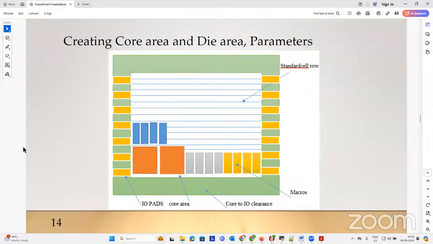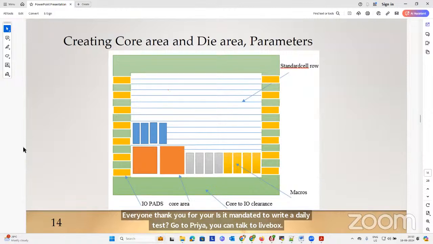Clear, sir. Tarak, thank you. Everyone, thank you. Is it mandatory to write a daily test? Gauripriya, you can talk to the Blackbucks team. I am not the correct person to answer.